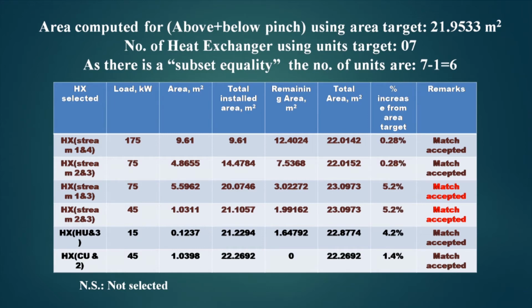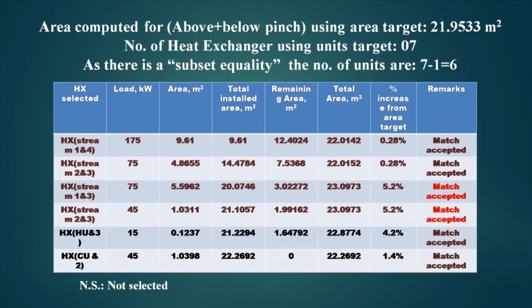Now, the area computed for above and below pinch using area target was 21.9533 meters square. For the number of heat exchangers using units target, when we are calculating this number 7, we have used this units target above the pinch and below the pinch, and then we have joined the results. So, it becomes 7, but there is a subset equality in the problem. So, one subset equality, and that is why the number of units will be decreased by 1. So, 7 minus 1 is 6, and what we saw in the remaining problem analysis is that it calculated 6 units.